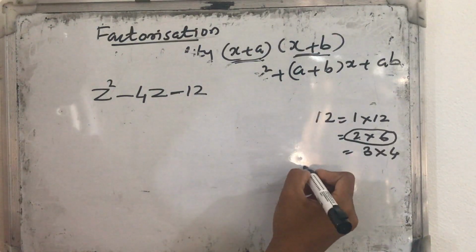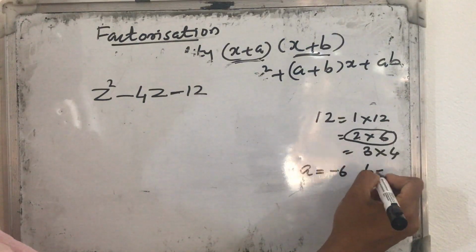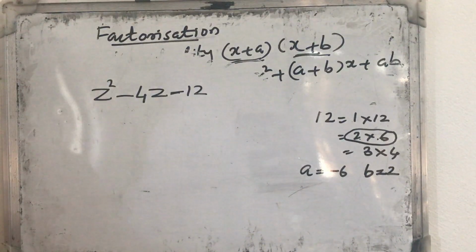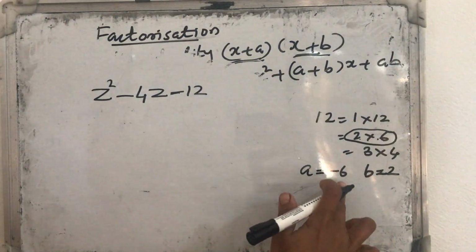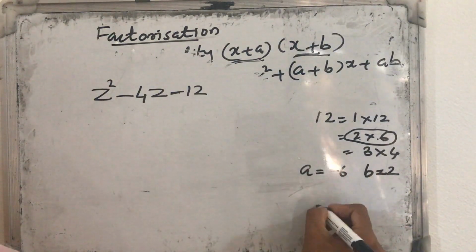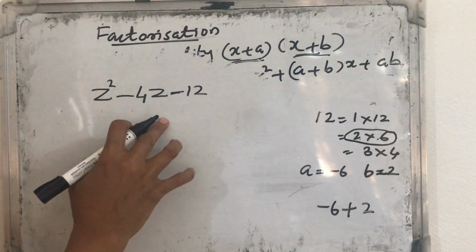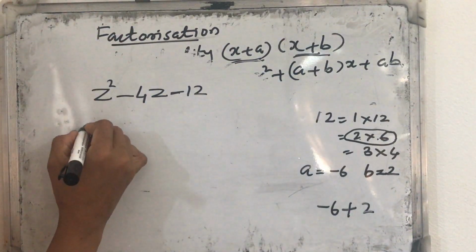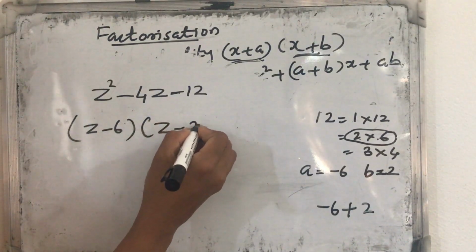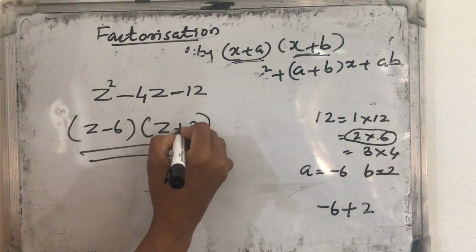So we take a equal to minus 6 and b equal to 2. Okay, when we take a equal to minus 6, b equal to 2, then think about their product. Minus 6 into 2 is minus 12. Okay, minus 6 plus 2. What is the sum of minus 6 plus 2? Its sum is minus 4. So this is okay. So how can we write this? z minus 6 into z minus 2. Not z minus 2, what is this, plus 2.